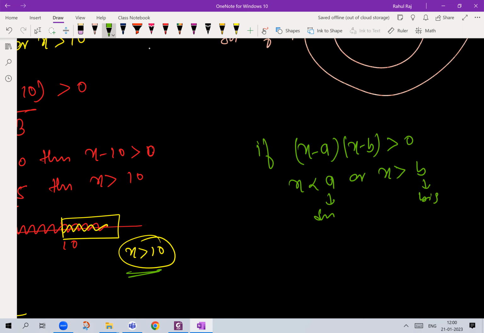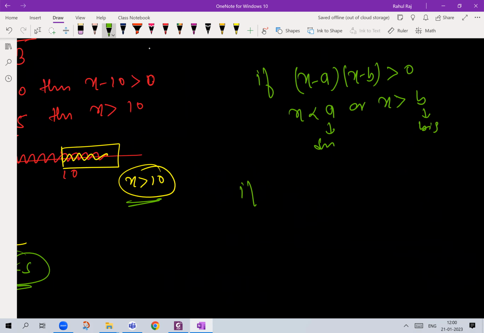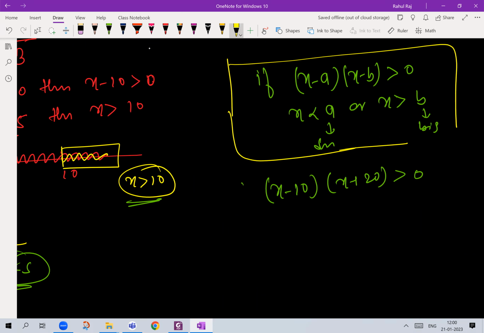So imagine I give you some other number. What do you mean by x minus 10 into x plus 20 greater than 0? Do not start solving it that if a is greater than 0, b is greater than 0. Absolutely no. Just look into this. Your job is to first convert it into the form of x minus a into x minus b. So imagine x minus 10 into x minus of minus 20 greater than 0. Now what is this? Is this the form of x minus a and x minus b?